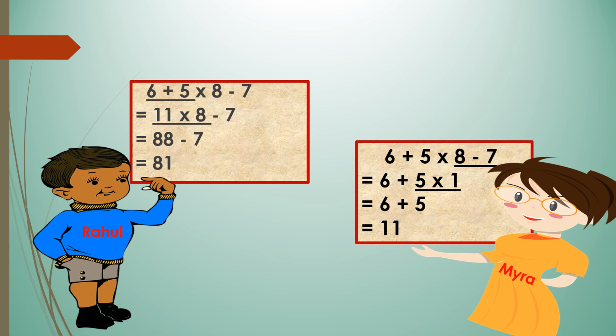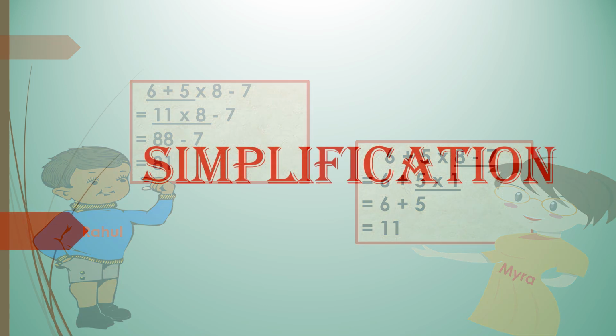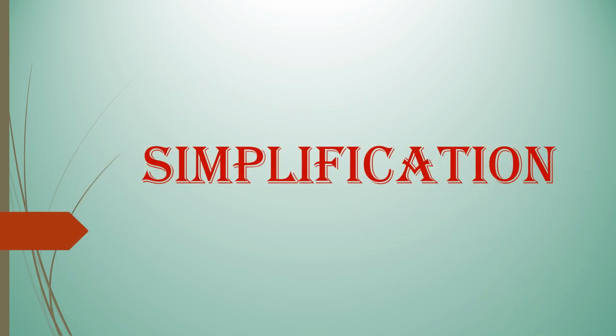There has to be the same answer. Yes, the approach can be different to solve, but the answer needs to be the same. Then what went wrong? How can we simplify these sums? Let's see the simplification. So the topic for the day, students, is simplification.